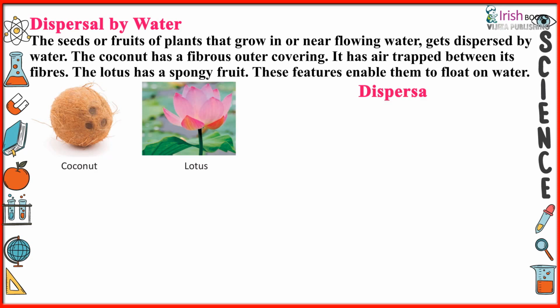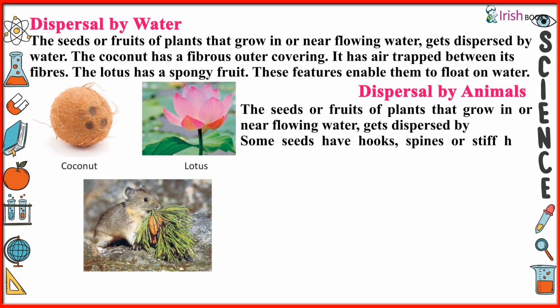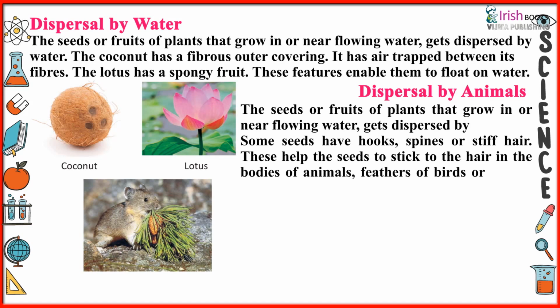Dispersal by animals. Some seeds have hooks, spines, or stiff hair. These help the seeds to stick to the hair on the bodies of animals, feathers of birds, or even our clothes. These seeds are then carried from one place to another.